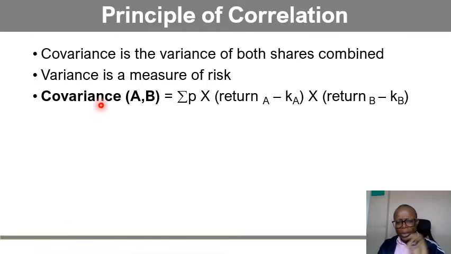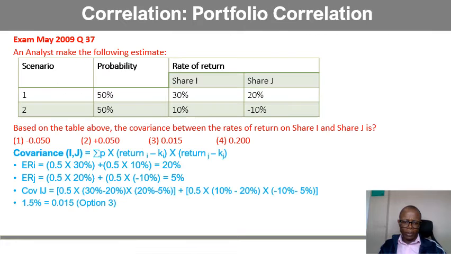So what is covariance? We are saying covariance is the variance of both shares combined. Remember, variance is a measure of risk. It is closely related to standard deviation. So the formula for covariance is the summation of P, for probability, times return A minus expected return A, times return B minus expected return B. Let's do an example for it to make more sense.